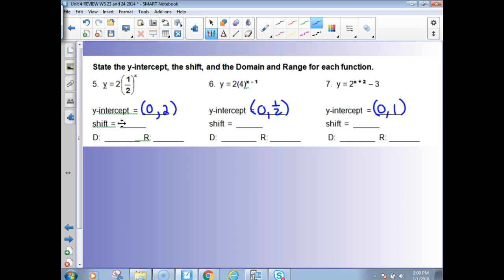The shift for this, there is none. The shift for this one would be horizontally right 1. And yes, I do expect horizontally. I still have some people who get horizontal and vertical mixed up, left and right mixed up. The shift horizontal, left 2. That does say right 1, or I thought it did on the last one. And then vertically down 3. Okay, domain on all of them is negative infinity to infinity.